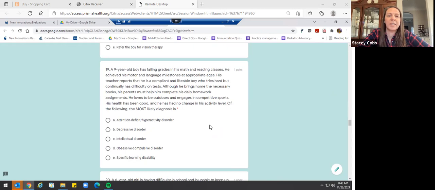So he tries hard, but continually has difficulty on tests. So he tries hard and he's compliant. So they're kind of trying to tell you it's not ADHD either. Although that speaks more to ODD, they're kind of lumping them in this question. And then he brings home the necessary books. Parents have to help him complete his homework assignments. He likes to be outdoors and do competitive sports, all these other nice things. His health is good, no change in activity level. So there was another clue that it's not ADHD. And so the most likely diagnosis is going to be a specific learning disability. They kind of walked you straight through that one as you went through that question.